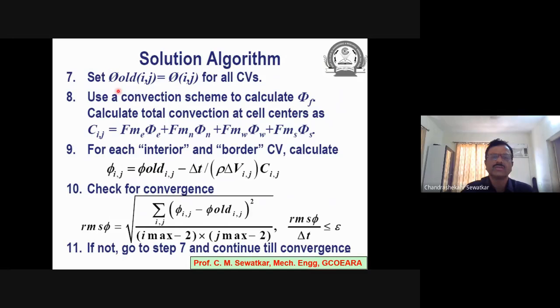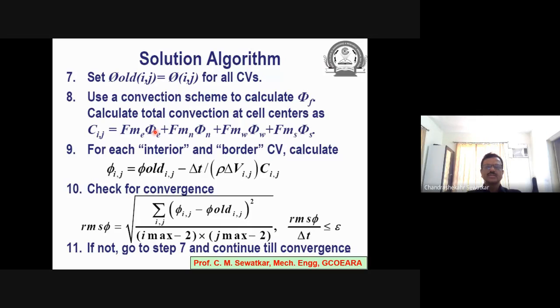Once that is done, we assign all phi ij. All these phi ij's are known to me either from initial condition or boundary condition. I assign all these phi ij's to phi 1, which is another variable which we have. Then we use the convection scheme to calculate phi f, and then calculate the total convection at all the cell centers using Cij. Cij is FME phi E, FMN phi N, and so on. These values are to be determined from the convection schemes, and we know the convection scheme.